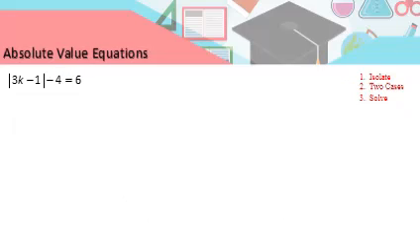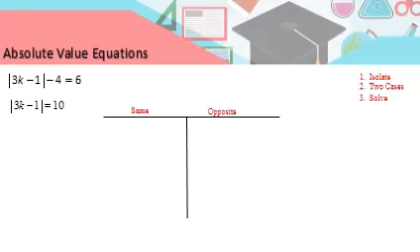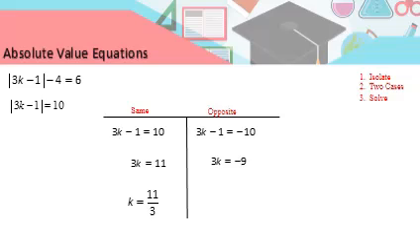Another example, we have absolute value of 3k minus 1, minus 4 equals 6. So the first step is to isolate, or in other words, to keep the absolute value by itself. So absolute value of 3k minus 1 equals 10. Then in this case, I'm going to take 2 cases. The first case, I take it as it is, 3k minus 1 equals 10. And the second case, 3k minus 1 equals minus 10. And I solve normally, as I taught you in solving equations. So 3k equals 11, k equals 11 over 3. 3k equals minus 9, k equals minus 3. So the solution set is minus 3 and 11 over 3.